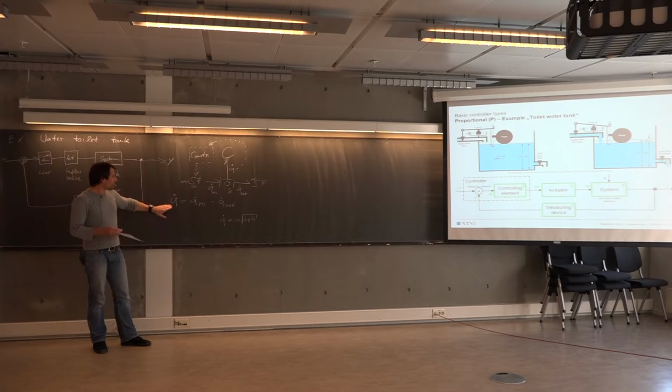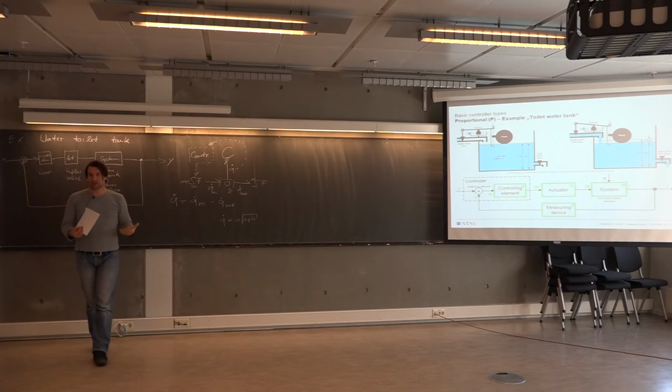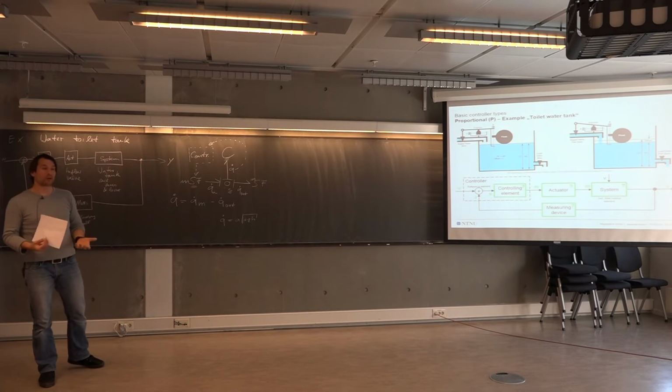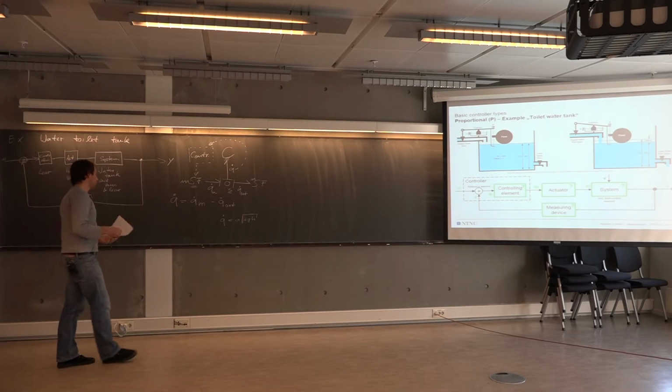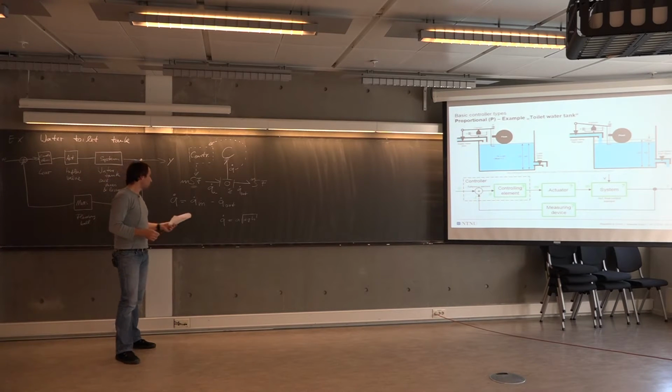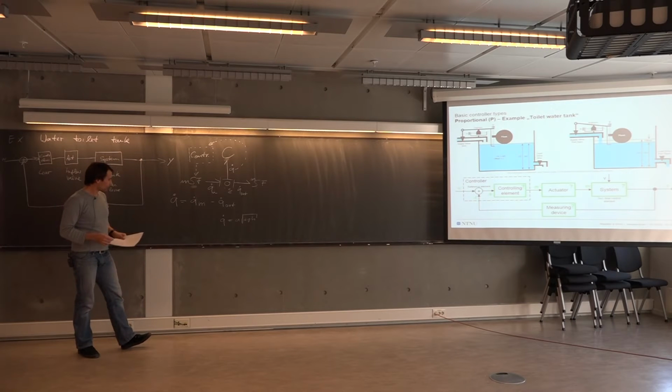This bond graph equation here, as mentioned, it just provides the flow rate. But we are interested in the water level height, so we need to rearrange that a little bit.